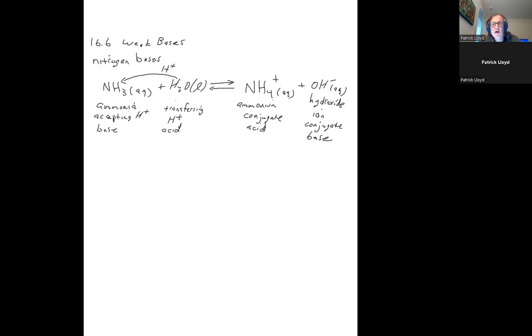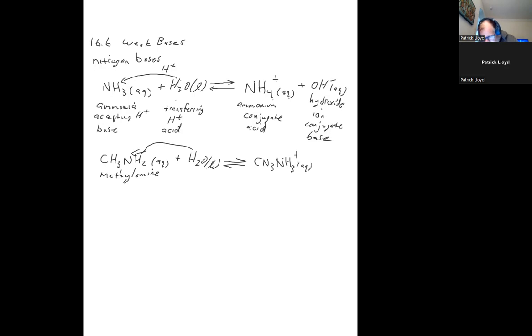It's typically about the same with other nitrogen type compounds. For example, CH3NH2, which is called methylamine. Same idea, it dissolves in water. The water transfers a proton to the nitrogen. It actually attaches to the nitrogen. And you get CH3NH3+, and then you've got the hydroxide ion.